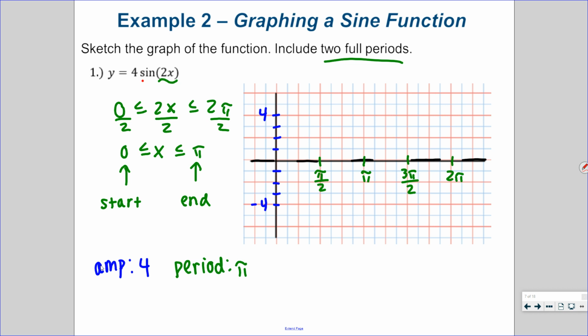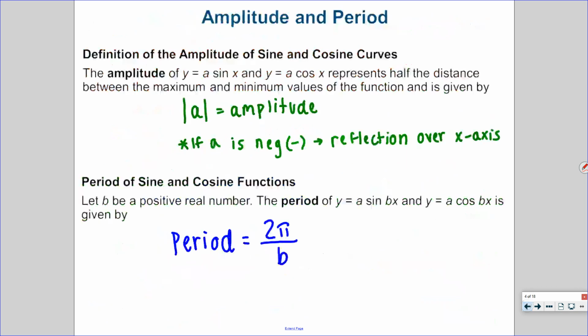So the next thing that I'll look at is, are we graphing a sine or a cosine curve? Sine. Sine starts at an intercept, and after 1 period, it returns to where it started. It ends at an intercept. Okay, here's the pattern for sine.